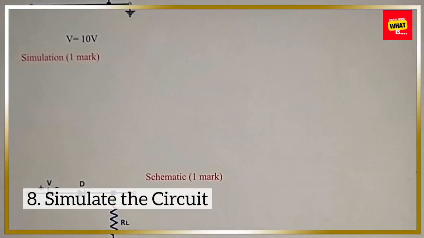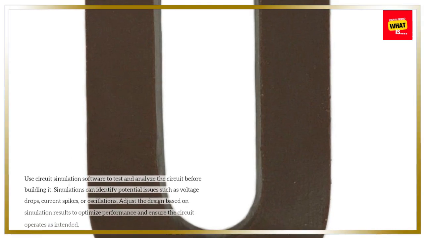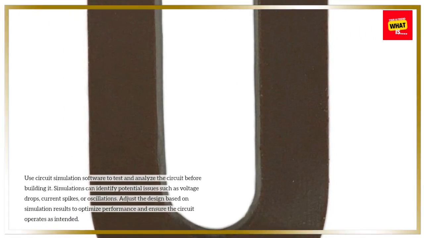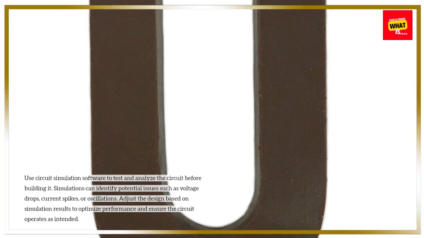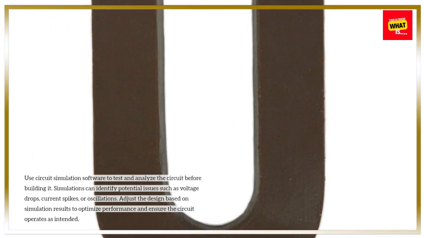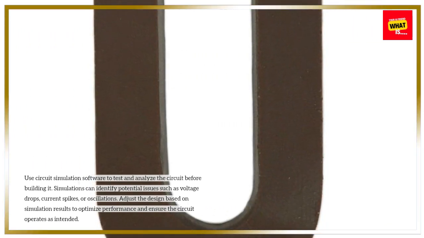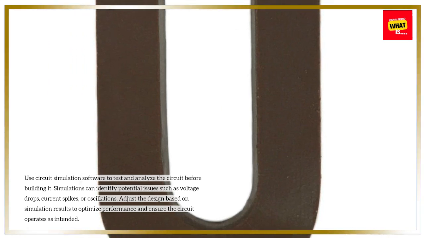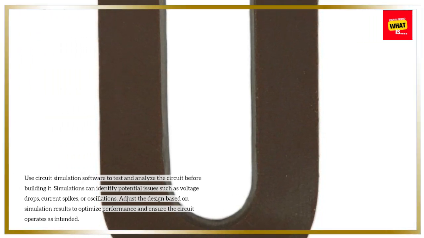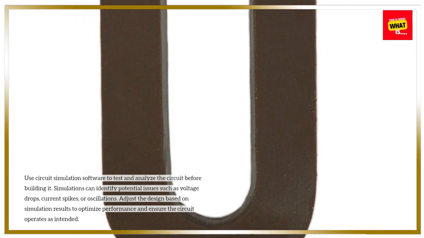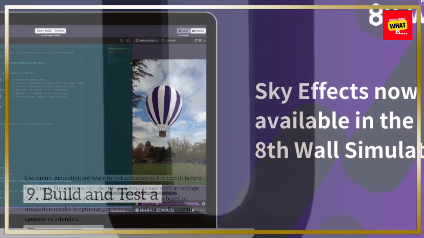8. Simulate the circuit. Use circuit simulation software to test and analyze the circuit before building it. Simulations can identify potential issues such as voltage drops, current spikes, or oscillations. Adjust the design based on simulation results to optimize performance and ensure the circuit operates as intended.